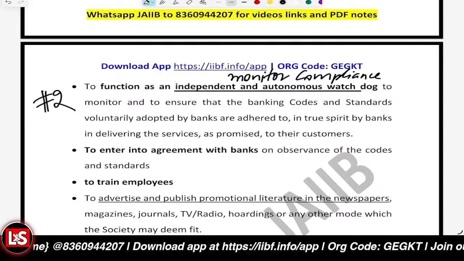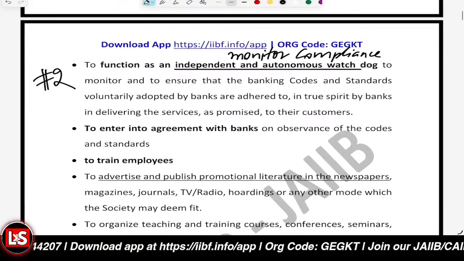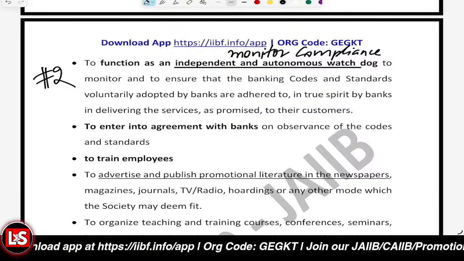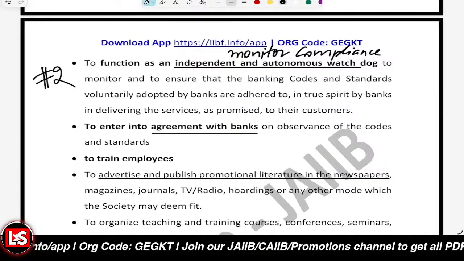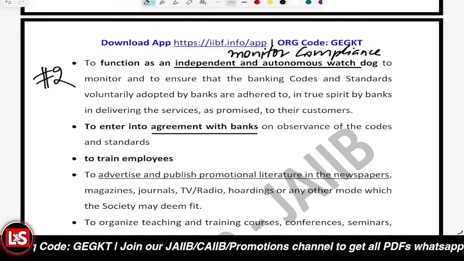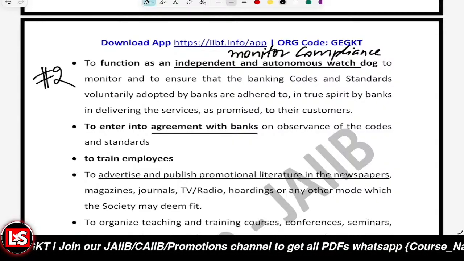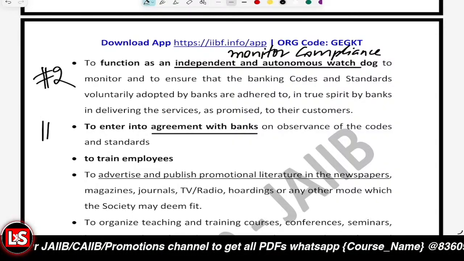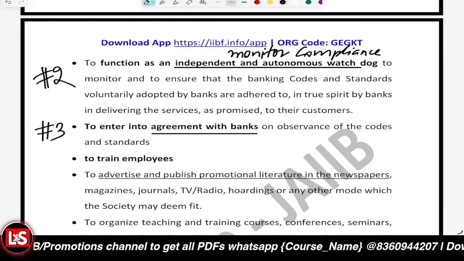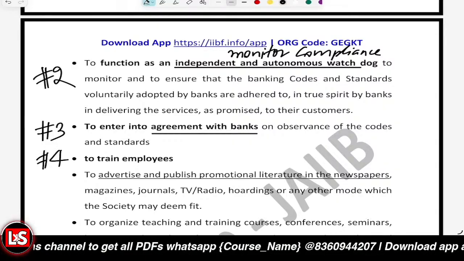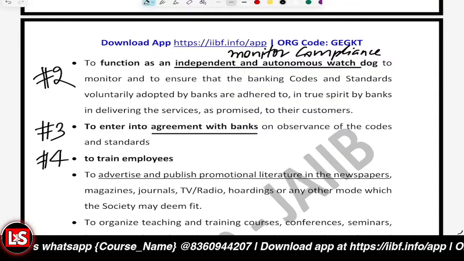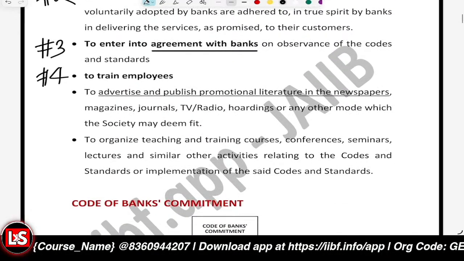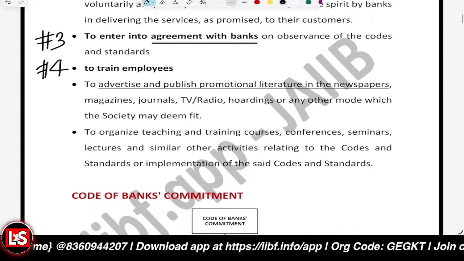And also to have the agreements with the banks, because the BCSB is entering into agreements with the banks to observe their code, to observe these standards. And for that particular purpose, are you to train the employees? Yes, definitely, training is to be imparted to the employees so that they can know the basic standards. So as to train the bank employees regarding the customer service standards and ethical banking practices.